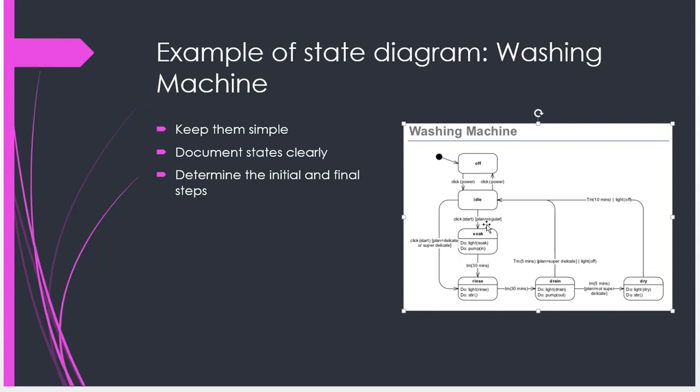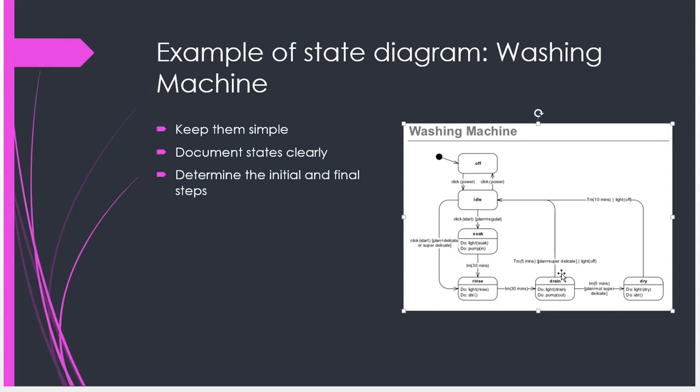Okay, so you'll find that these arrows are showing some action that has been taken, which leads to a change in the state of our washing machine. So this is a simple state diagram that illustrates how states can help us to know how our system is actually functioning as it moves from one state to another.